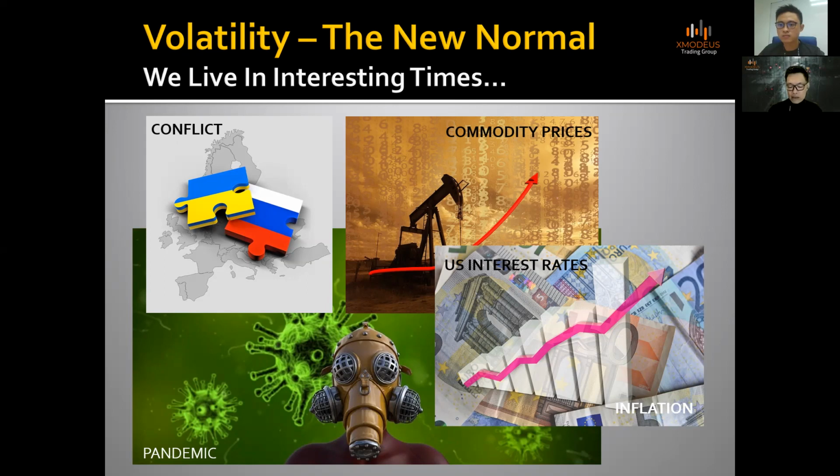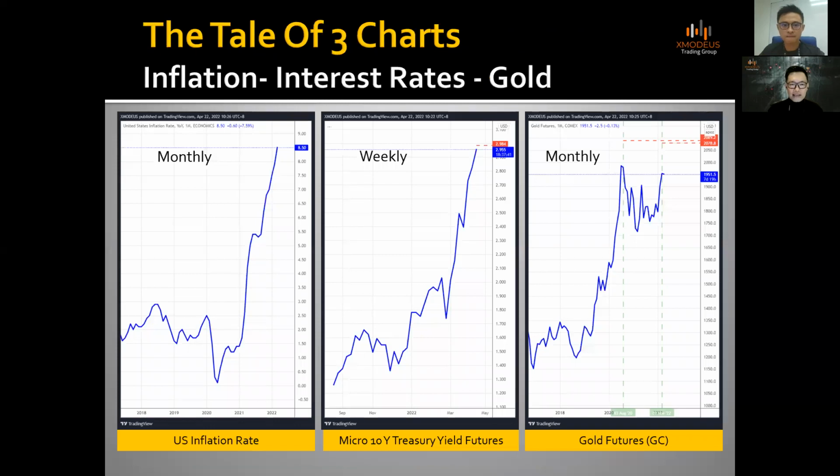So what we shall see in terms of talking about gold specifically are these factors, right? We have here 3 charts, very, very interesting 3 charts, right? Basically a chart on inflation. You see on the left, the monthly chart. This is the United States inflation rate. The one on the left is inflation, the one in the center is actually interest rates, and the one on the right is gold prices, okay?